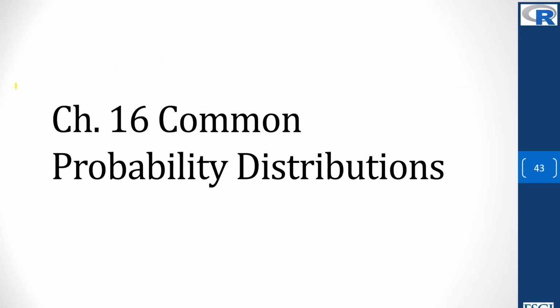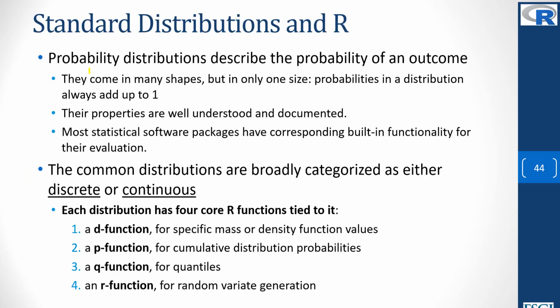Now that we looked at some probabilities, let's look at probability distributions. Distributions describe probabilities over a range of values. There's multiple shapes, but only one size. No matter how many values we calculate the probabilities for, the total probability will add up to 1. They're studied a lot. There's a lot of academic research, and so we have a good understanding of them. Most statistical packages provide a lot of support for them, a lot of features and functions, and R is no exception.